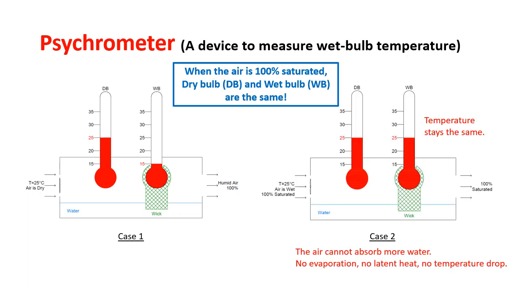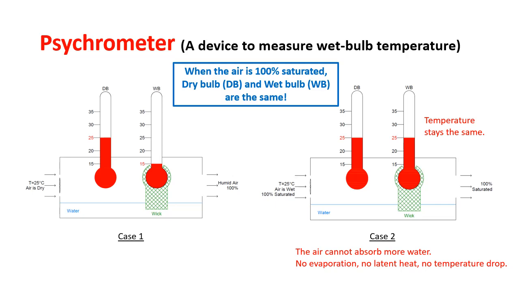Now, look at the second picture where the scenario changes. Here, air that is 100% saturated at 25 degrees Celsius flows past the wet bulb thermometer. Notice that the thermometer also shows a reading of 25 degrees Celsius. Why is this? In fully saturated air, the air cannot hold any more moisture, meaning there's no evaporation from the wet bulb, no absorption of latent heat, and consequently, no drop in temperature. This brings us to an important conclusion. When the air is fully humid or saturated, the dry bulb and wet bulb temperatures will be identical.